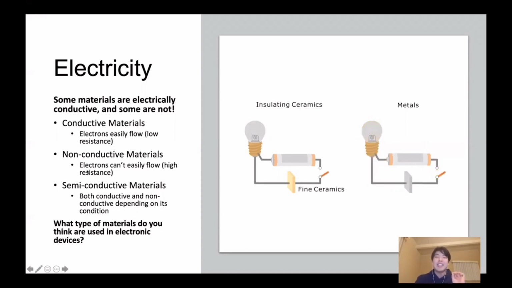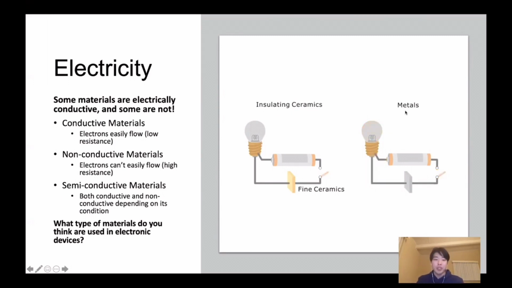It doesn't let electrons flow easily, meaning really high resistance. So if you look at the right side, there's a ceramic in between the wire, and there's a metal piece in between. So as you can see, even if you turn on the switch, because of the battery, when it connects, there's electricity flowing, there's a current, right? You can see it. But here you don't see it because why? The ceramic blocks it, meaning it doesn't let electrons flow. That's why there is no current in non-conducting or insulating material versus conducting material called metal.